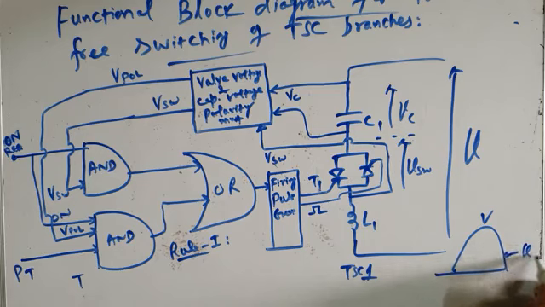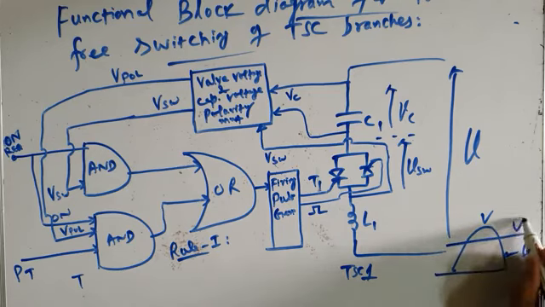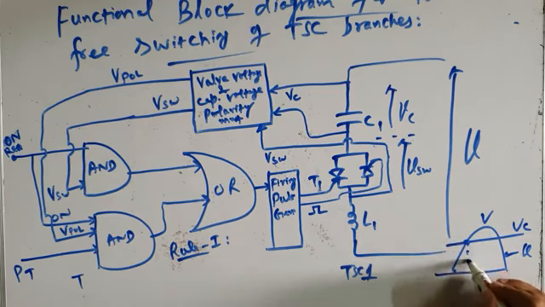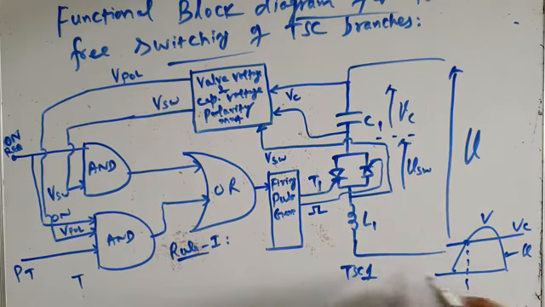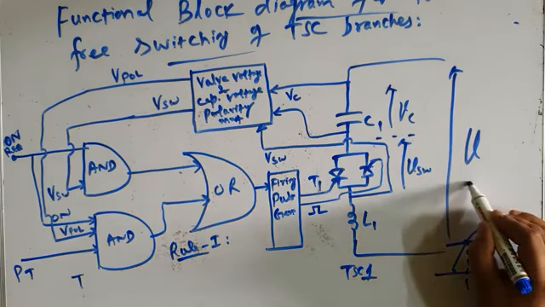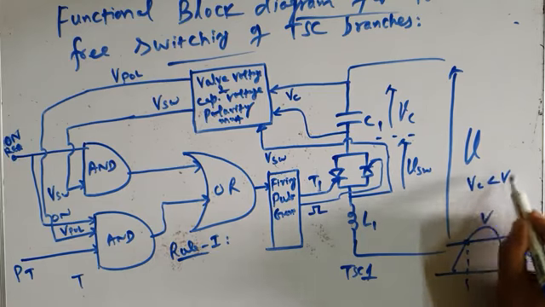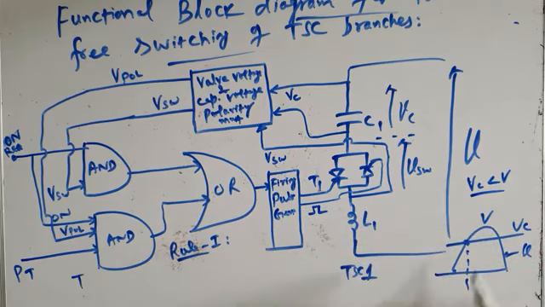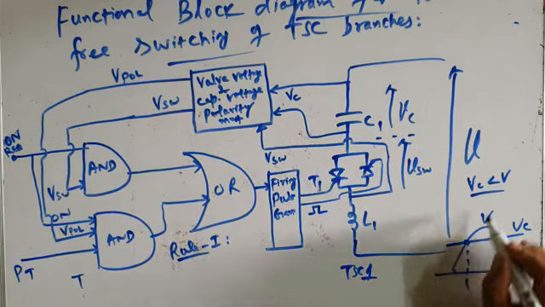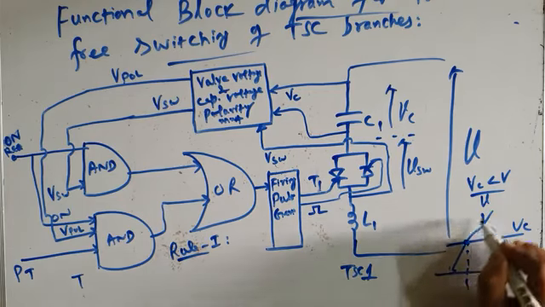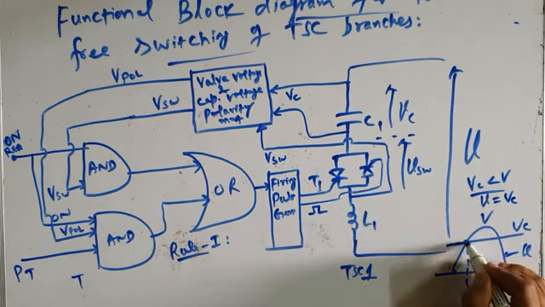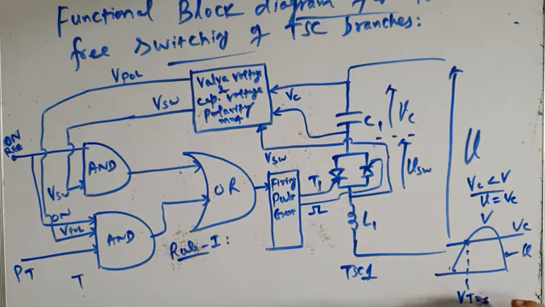This is the instantaneous value of applied voltage. This is peak, and this is capacitor voltage. Rule 1 says that if capacitor voltage is less than peak of the bus voltage or peak of the applied voltage, then the TSC branch should be switched in. It should be fired at the instant when V, instantaneous value of applied voltage, is exactly equal to capacitor voltage. That means when VT is equal to 0. This is VT equal to 0.